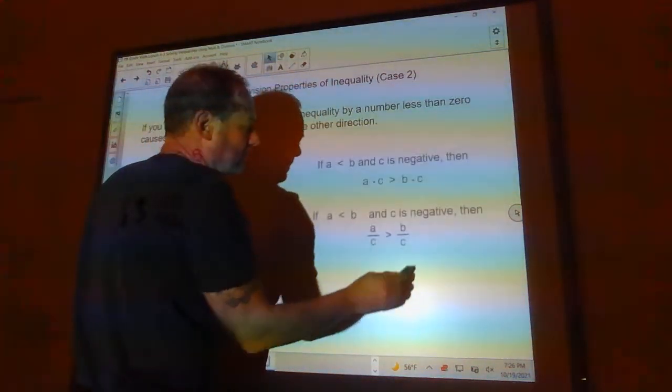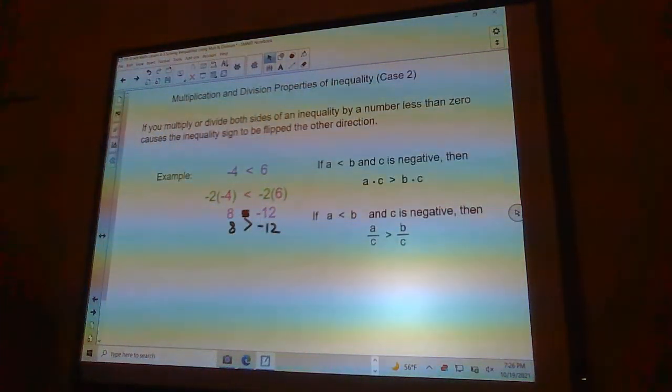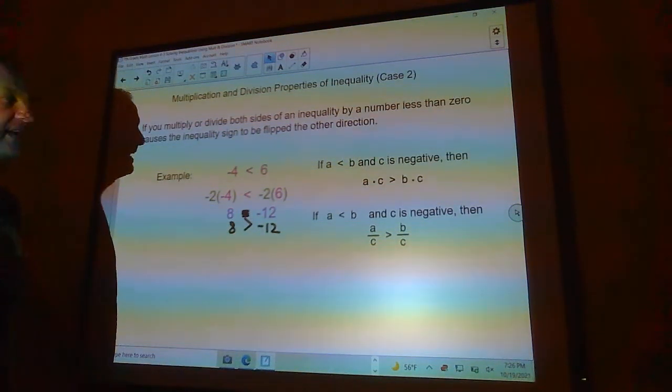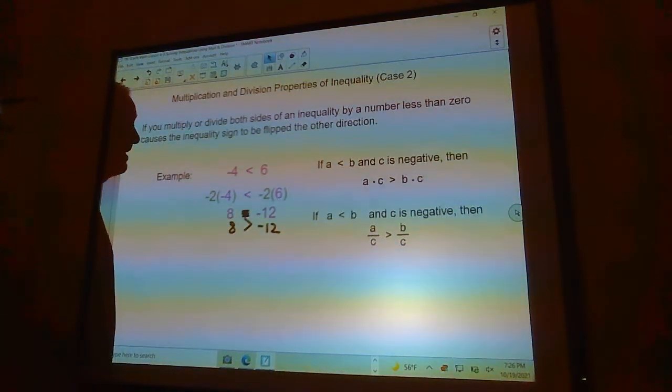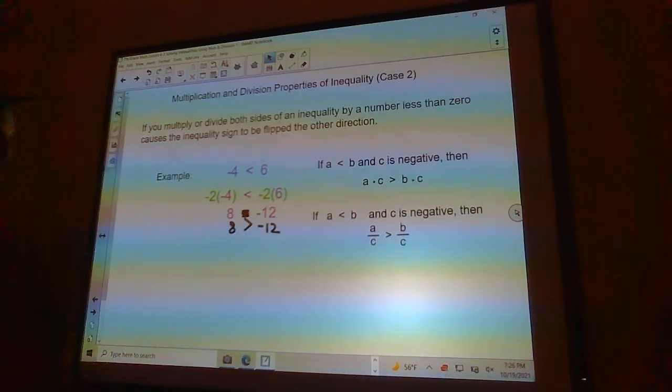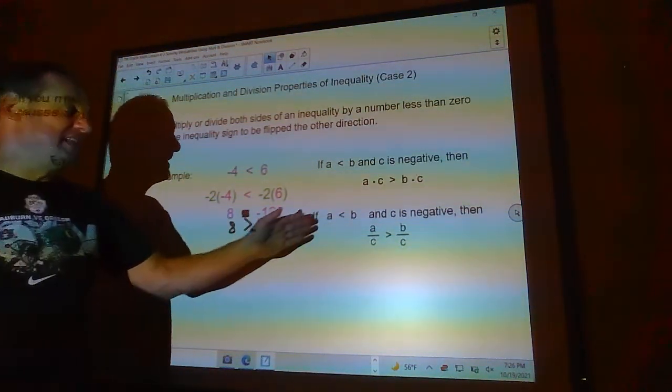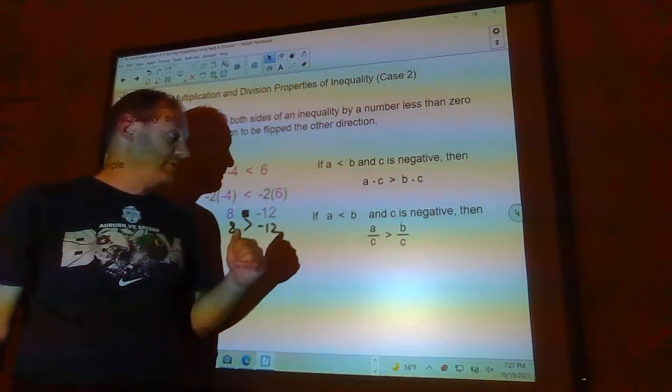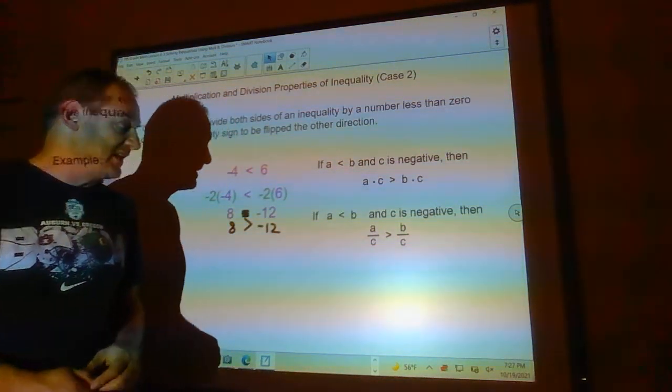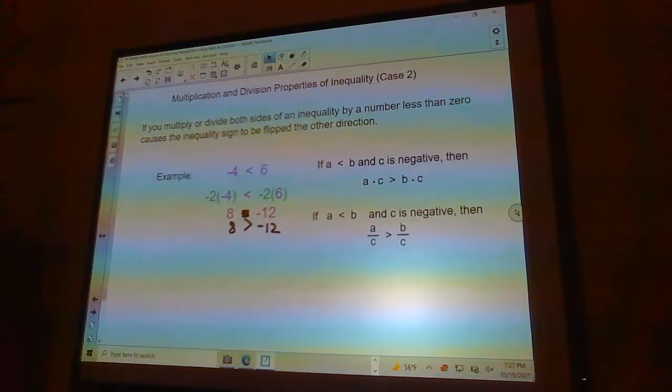So we get these two theorems here. If A is less than B and C is negative, then A times C is bigger than B times C. And if A is less than B and C is negative, then A over C is greater than B over C.